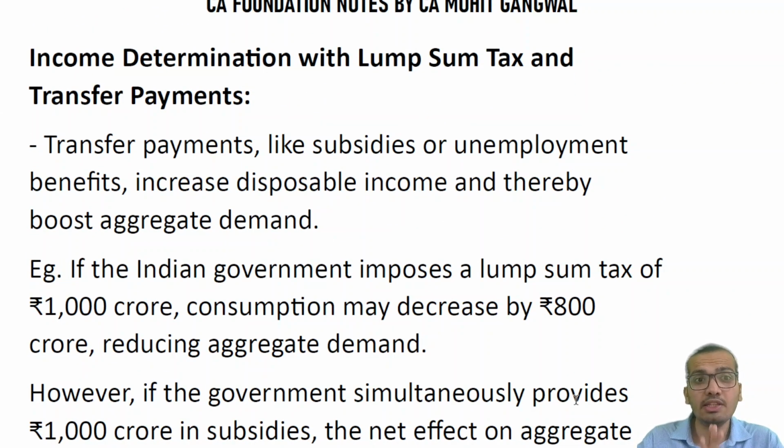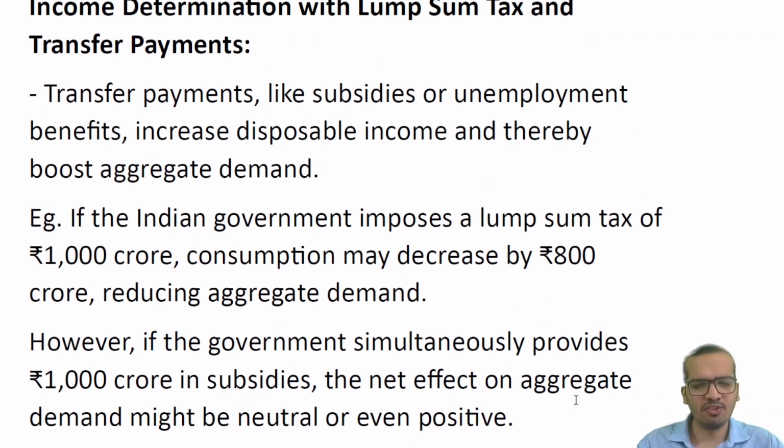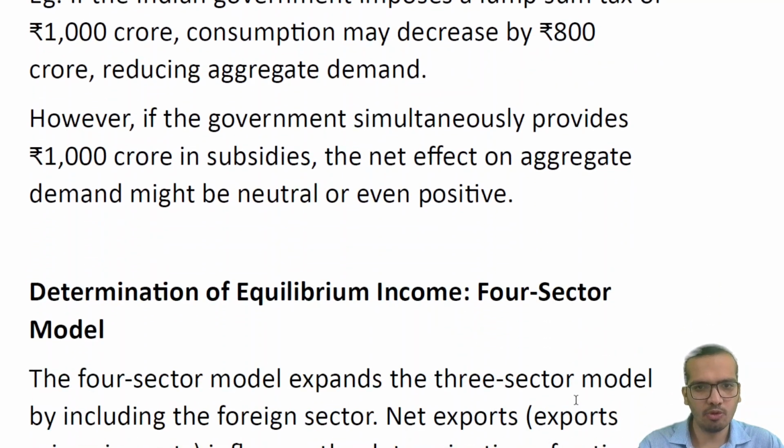Then comes income determination with lump sum tax and transfer payments. So transfer payments like subsidies or unemployment benefits increase disposable income and thereby boost aggregate demand. So for example, if the Indian government imposes a lump sum tax of 1000 crores, consumption might decrease by rupees 800 crores, reducing aggregate demand. However, if the government simultaneously provides 1000 crores in subsidies, the net effect on aggregate demand might be neutral or even positive.